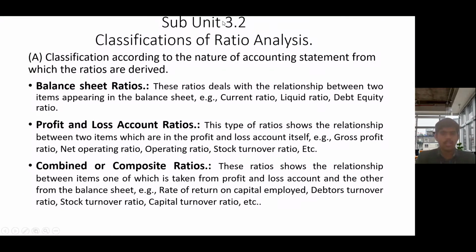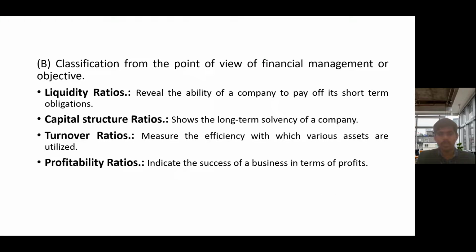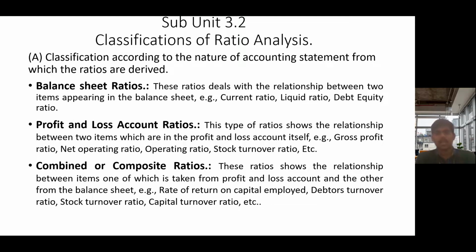So this is subunit 3.2, classification of ratio analysis. The classification of ratio analysis is in two ways: first, according to the nature of the accounting statement from which the ratios are derived, and the next one is classification from the point of view of financial management or objective. These are the two major heads under which the ratios will be classified. The first type under the first head is balance sheet ratios.